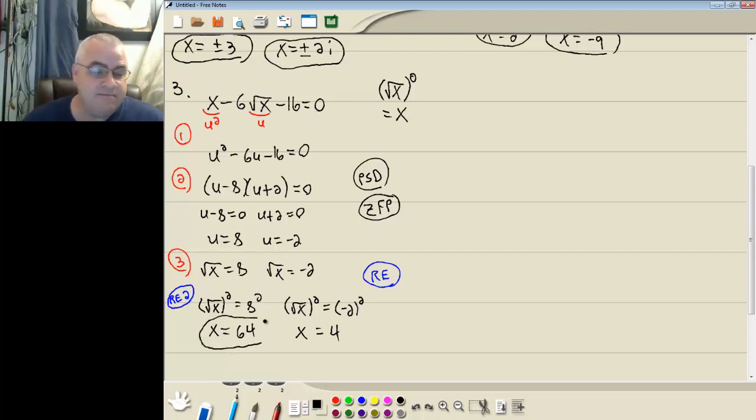That one checks. If I put 4 up here, put 4 here, that's 4. If I put 4 here, that's square root of 4, which is 2, times 6 is 12. So I got 4 minus 12, which is negative 8, minus 16. That does not equal 0. So this one does not check. Actually, you may have seen at this point, when we got square root of x equal to negative 2, a square root can never equal a negative number. So that one will never check anyway. But it'll be obvious when you plug it into the original equation.